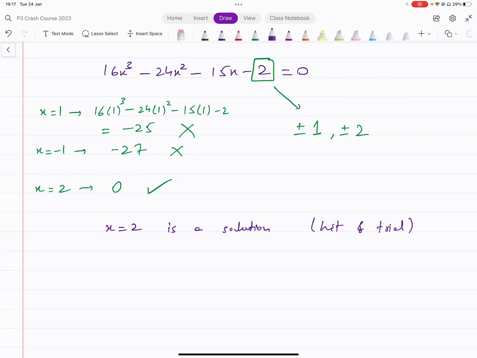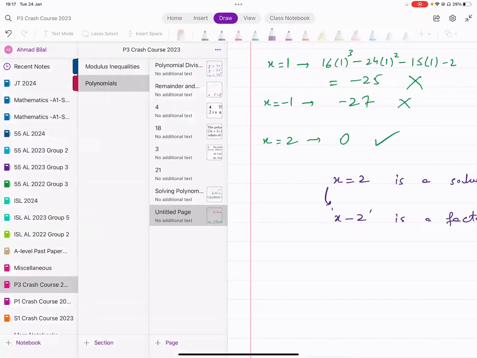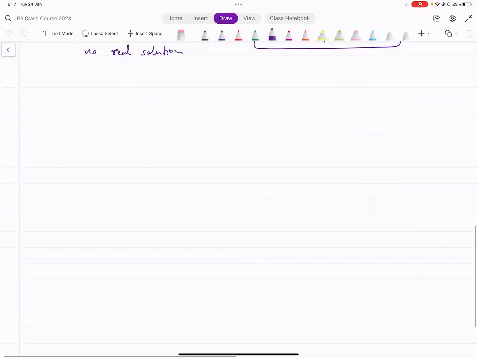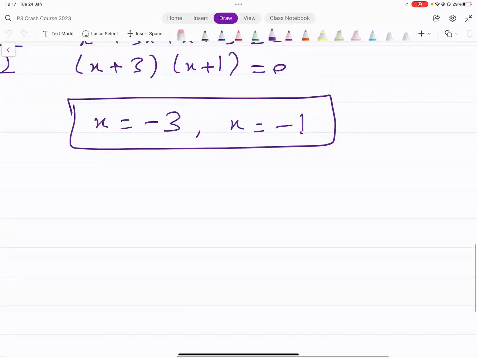So x equals 2 is a solution. If x equals 2 is a solution, what would be a factor? x minus 2 is a factor. Why? Because remember when we solve equations, if we have x plus 3 as a factor and x plus 1 as a factor, what are they giving us? They're giving us x equals minus 3 and x equals minus 1. So now we've got this solution, we want to go back to the factor.